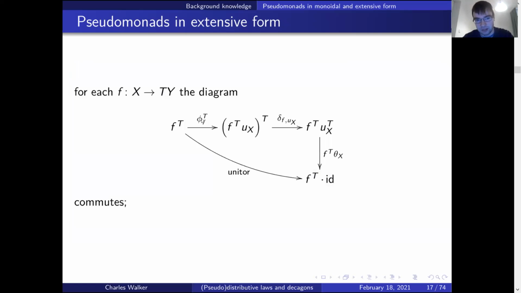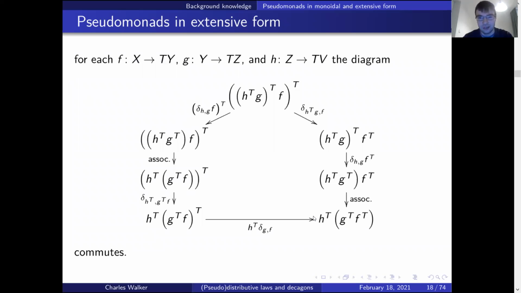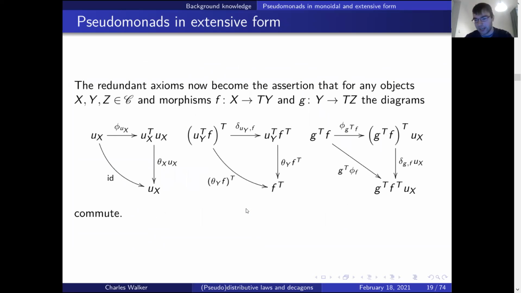We have the axiom with the two different units and the associator, so this coherence condition: for any f from x to ty, this diagram commutes. And then you also have some version of Mac Lane's pentagon axiom, the same sort of thing as before. And then in much the same way as earlier, we also have these three redundant coherence axioms that follow from what Kelly did: the simple axiom involving the two units, and then those other two axioms.